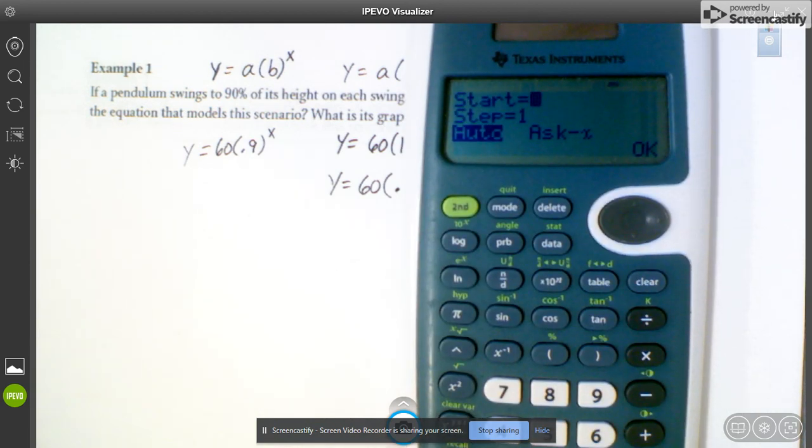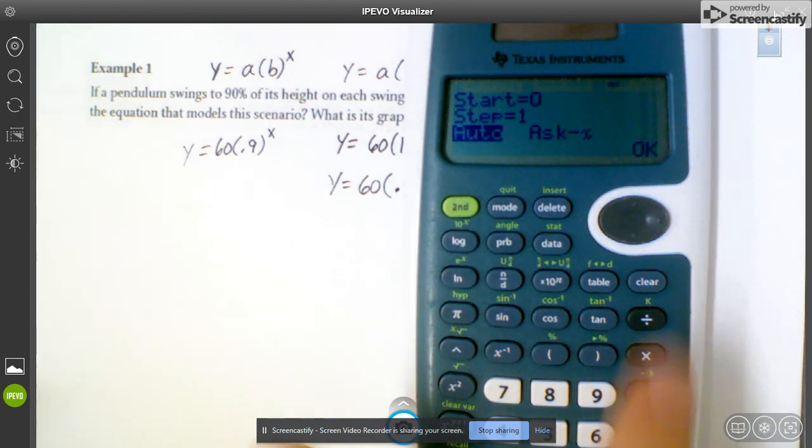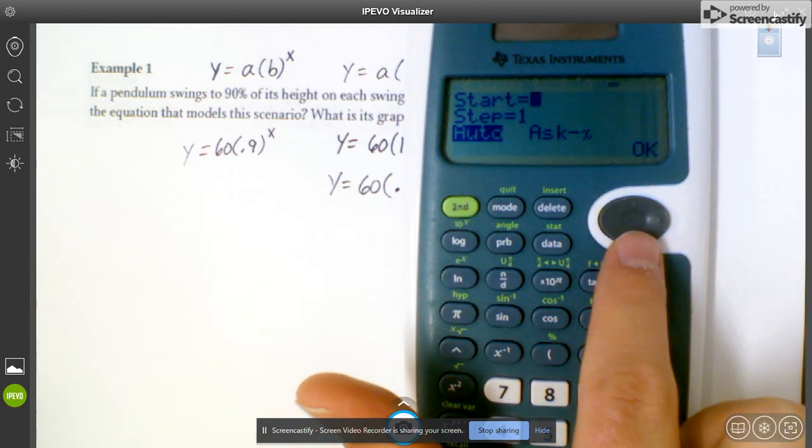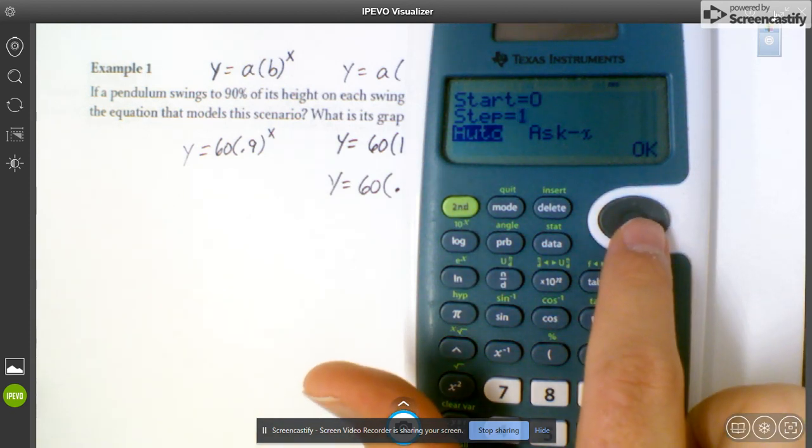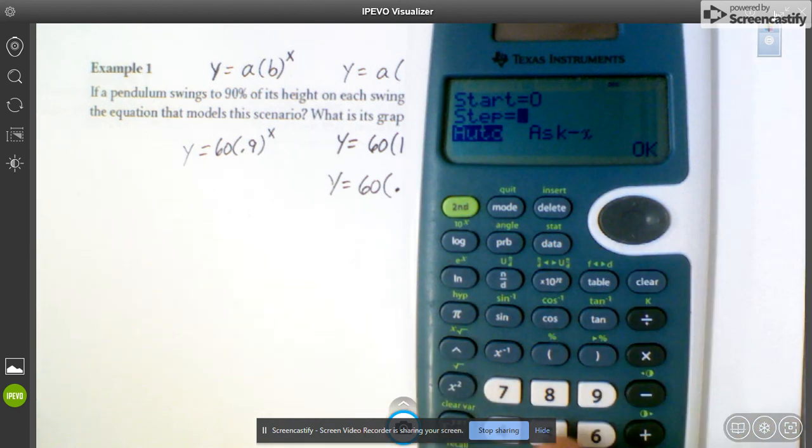And we want to ask it where to start. So what value of x do I want to start at? Well, it's time or swings, so I want to start at 0. I want to know my initial starting point and then go from there. Step is what we're counting by. I'm actually going to count by 5s because I want to get a good idea of how this is going to look as we keep going further and further out.